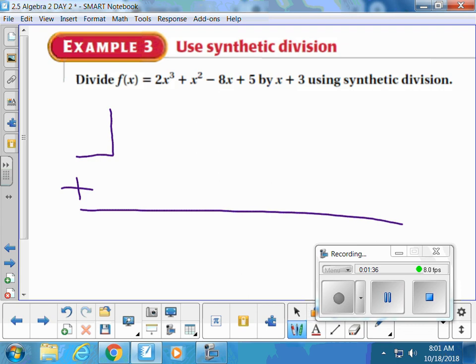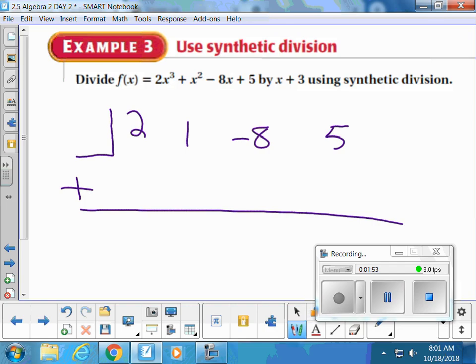You're going to set up the numbers in here just like you did last week. So it would be a 2, and then a 1, and then a -8, and a 5. I did not need any zeros in my setup because I had all terms accounted for: cubic, quadratic, linear, and constant.